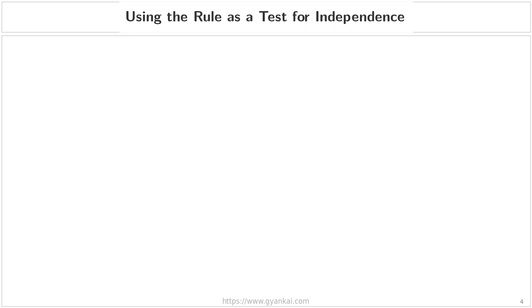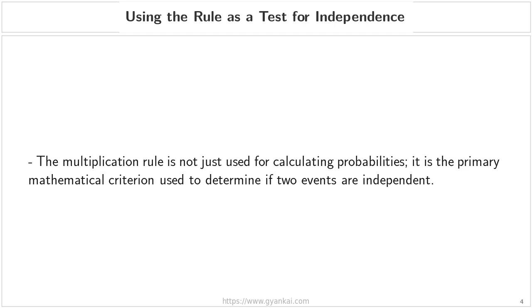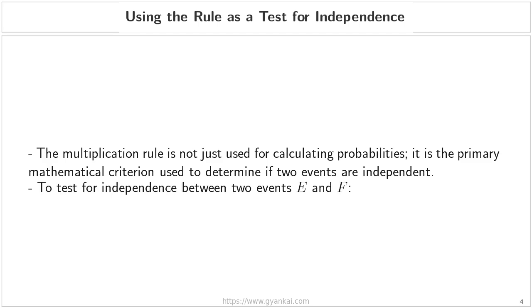Using the rule as a test for independence. Now, I want you to pay close attention to this next point, because this is where the math becomes a diagnostic tool. Up until now, we've been using the rule to find a probability, but the multiplication rule is actually our primary mathematical criterion used to determine if two events are independent in the first place. So, if you are presented with two events, let's call them event E and event F, and you aren't sure if they affect one another, you can follow this specific testing procedure.